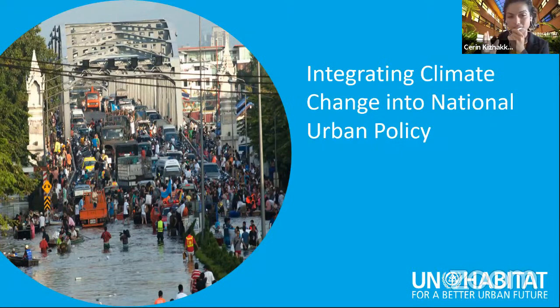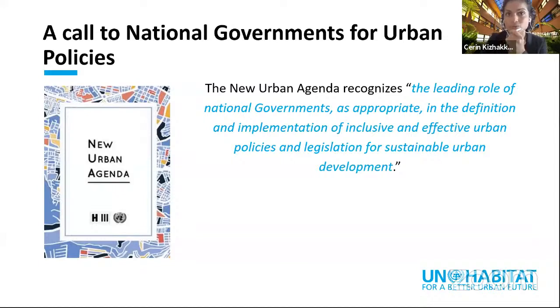And the other side of the coin, I mean, there are many frameworks, but the second focus I would like to introduce is how do we bring climate change into national urban policies? So as David mentioned at the beginning, we have the New Urban Agenda, and the New Urban Agenda recognizes the leading role of national governments as appropriate in the definition and implementation of inclusive and effective urban policies and legislation for sustainable urban development. What it means is basically it is a call to national governments to include local needs into national urban policies, to make any national law a sustainable urban law, in that sense that you localize all the different 17 sustainable development goals to the local level. You bring them down to the local level.